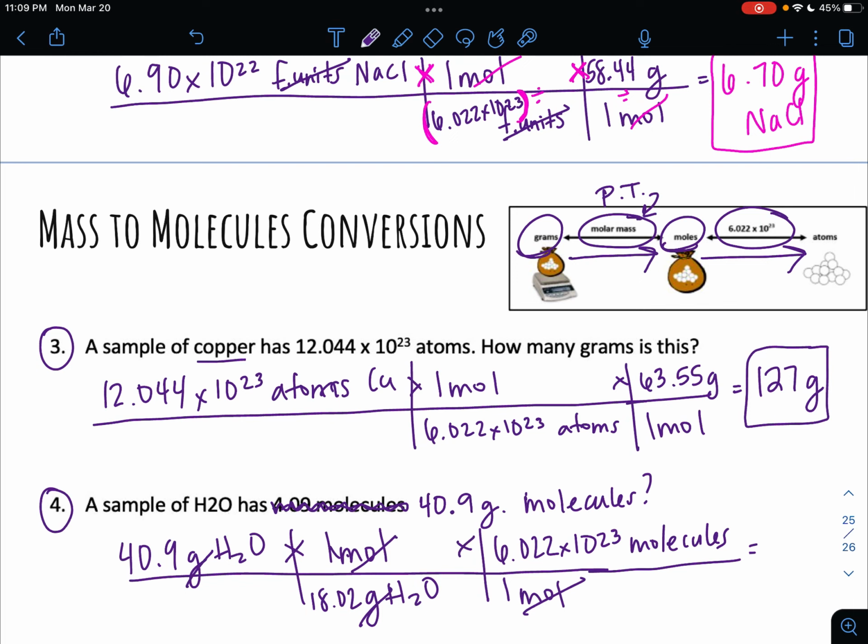So now I'm going to multiply the top, divide by what's on the bottom. And you're going to get a big number, and that is okay. You're supposed to, because remember, we're talking about molecules, and molecules are teeny tiny little things. So we expect to have a lot of them. Okay, so something like 1.37 times 10 to the 24th.